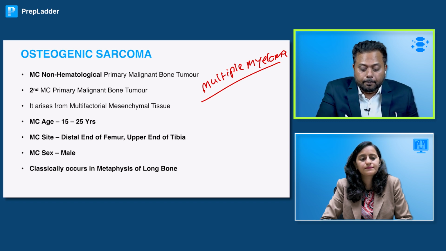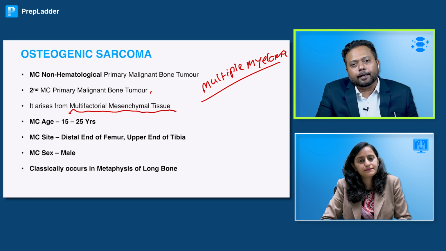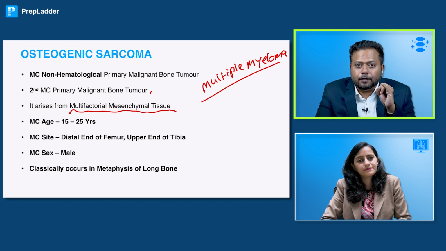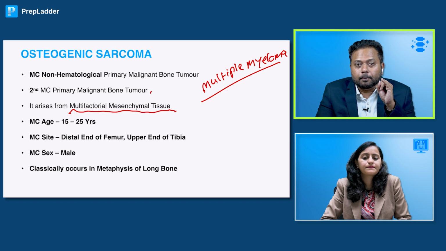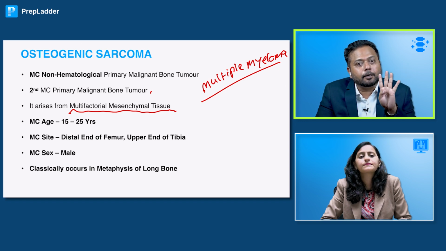The second most common primary malignant bone tumor. So the first is multiple myeloma. Osteogenic sarcoma arises from multifactorial mesenchymal cells. This is very important. Why am I telling this? Again, this was a question previously asked in a DNB exam. Once it was asked in NEET, I'll tell you, the origin of Ewing sarcoma is from endothelial cells of the bone marrow. The origin of osteogenic sarcoma is multifactorial mesenchymal tissue. The origin of multiple myeloma is plasma cells of bone marrow. The origin of giant cell tumor is from multinucleated giant cells mimicking osteoclasts, so it's called osteoclastoma.